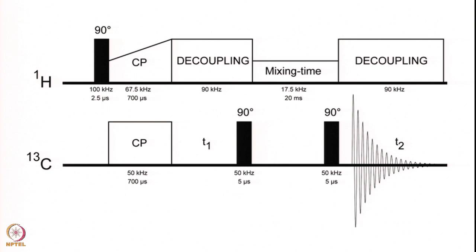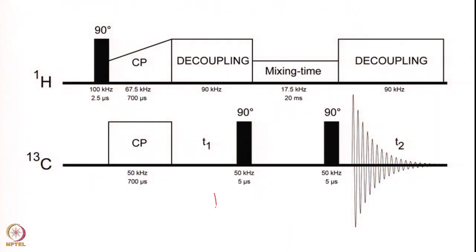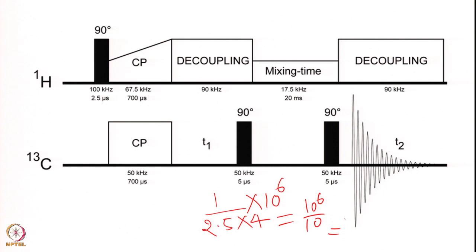Okay, so what we are doing in the experiment, a little more experimental detail. We are exciting protons with a 90 degree pulse. The duration of this pulse is 2.5 microsecond. That means the power that we are applying on proton is 1 divided by 2.5 times 10 to the power of minus 6 seconds, so that will be 10 to the power 6 divided by 10, that is 10 to the power 5 hertz, and that is actually 100 kilohertz, right. So this is the power that we are applying on proton for exciting proton. And why we are exciting proton? Because it has high gamma, it is more sensitive.